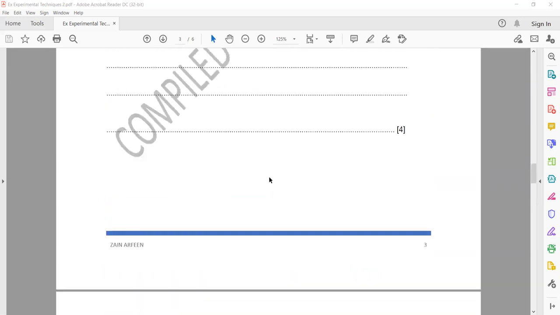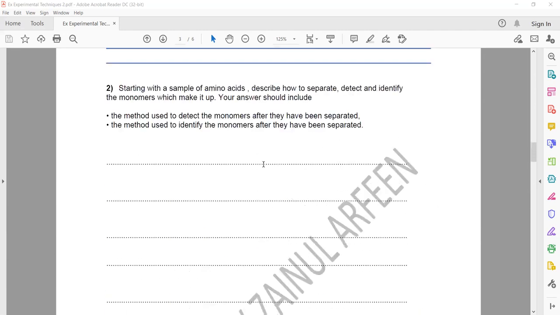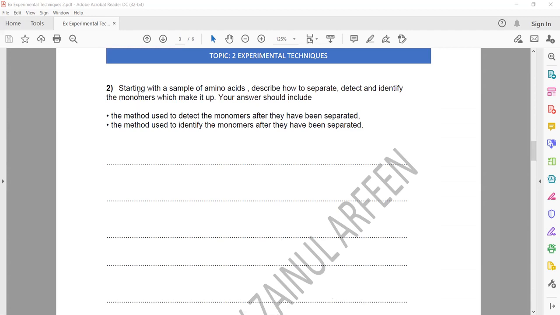Sir, I did not understand question number 2. Which one? Question 2. Okay, question 2, the question starting with a sample of amino acids. So you have a sample of amino acids. There are many types, or 20 types of amino acids. So you have a sample that is a mixture of amino acids. Describe how we can separate the amino acids, and how we can detect and identify the monomers, like small molecules of amino acids. That is the question. Is the question clear now?